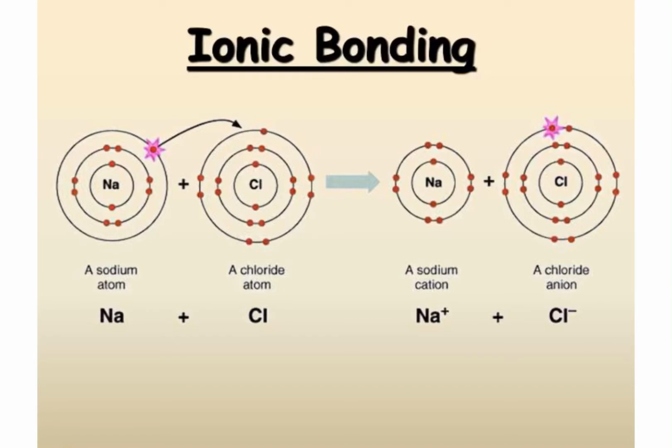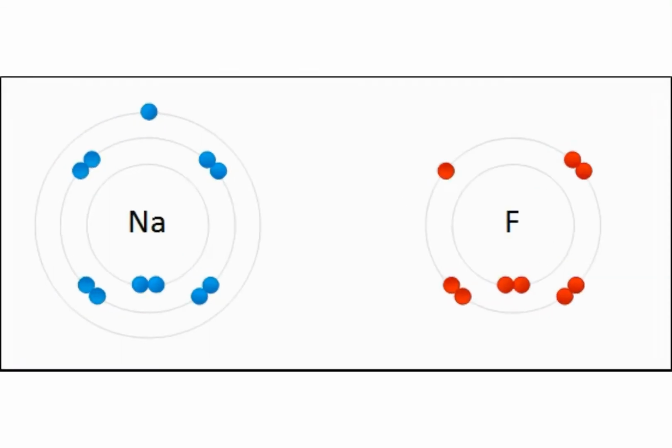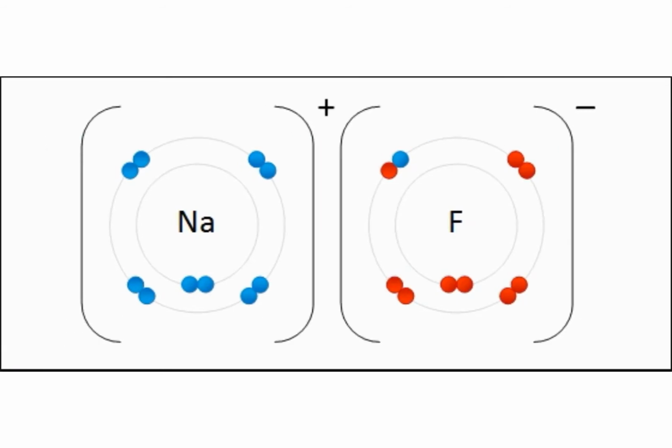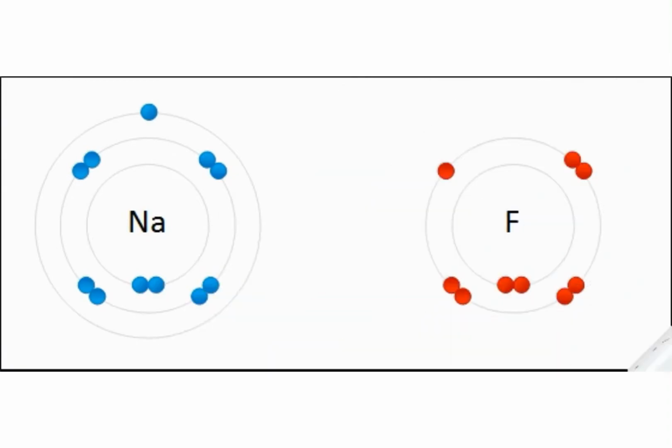Ionic bonding is the complete transfer of valence electrons between atoms. It is a type of chemical bond that generates two oppositely charged ions. In ionic bonds, the metal loses electrons to become a positively charged cation, whereas the non-metal accepts those electrons to become a negatively charged anion.